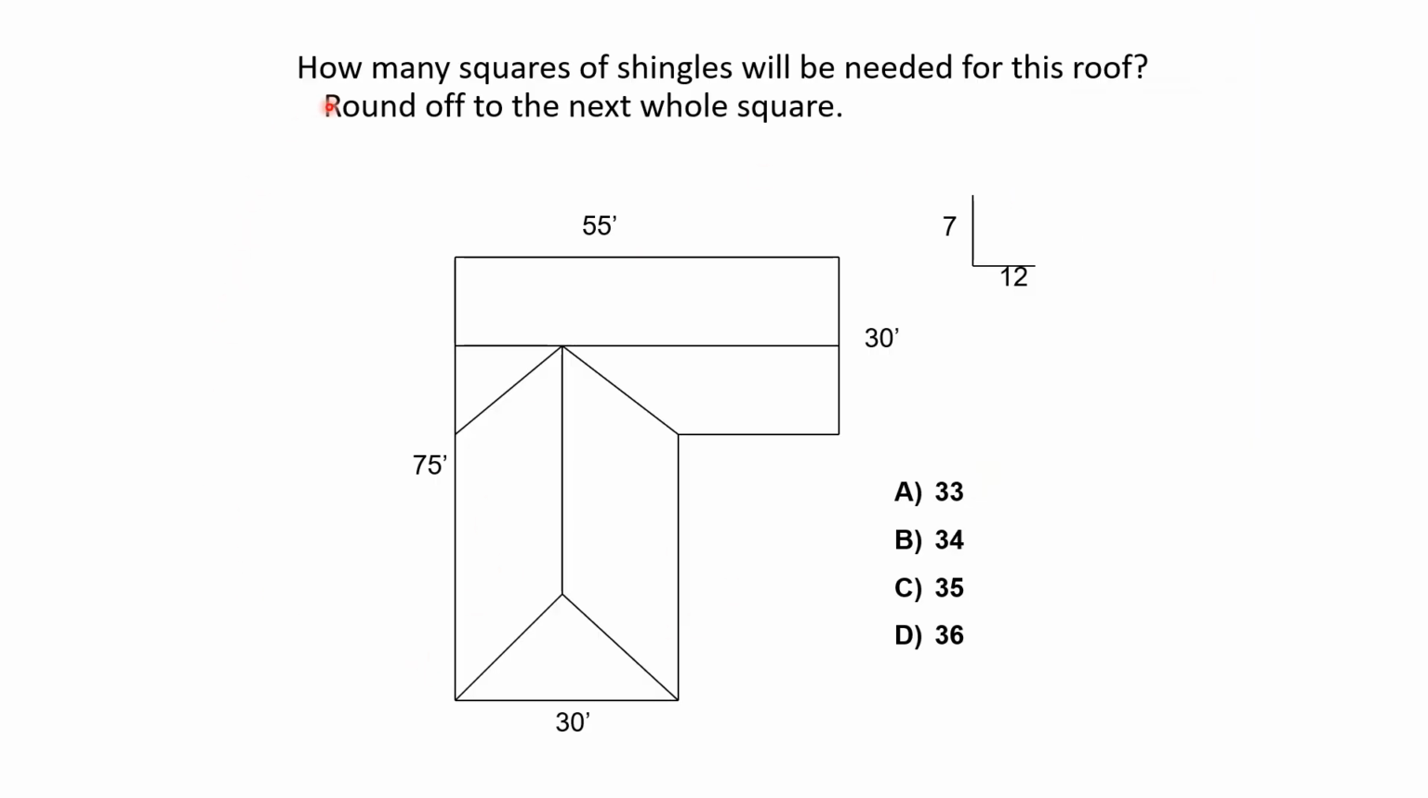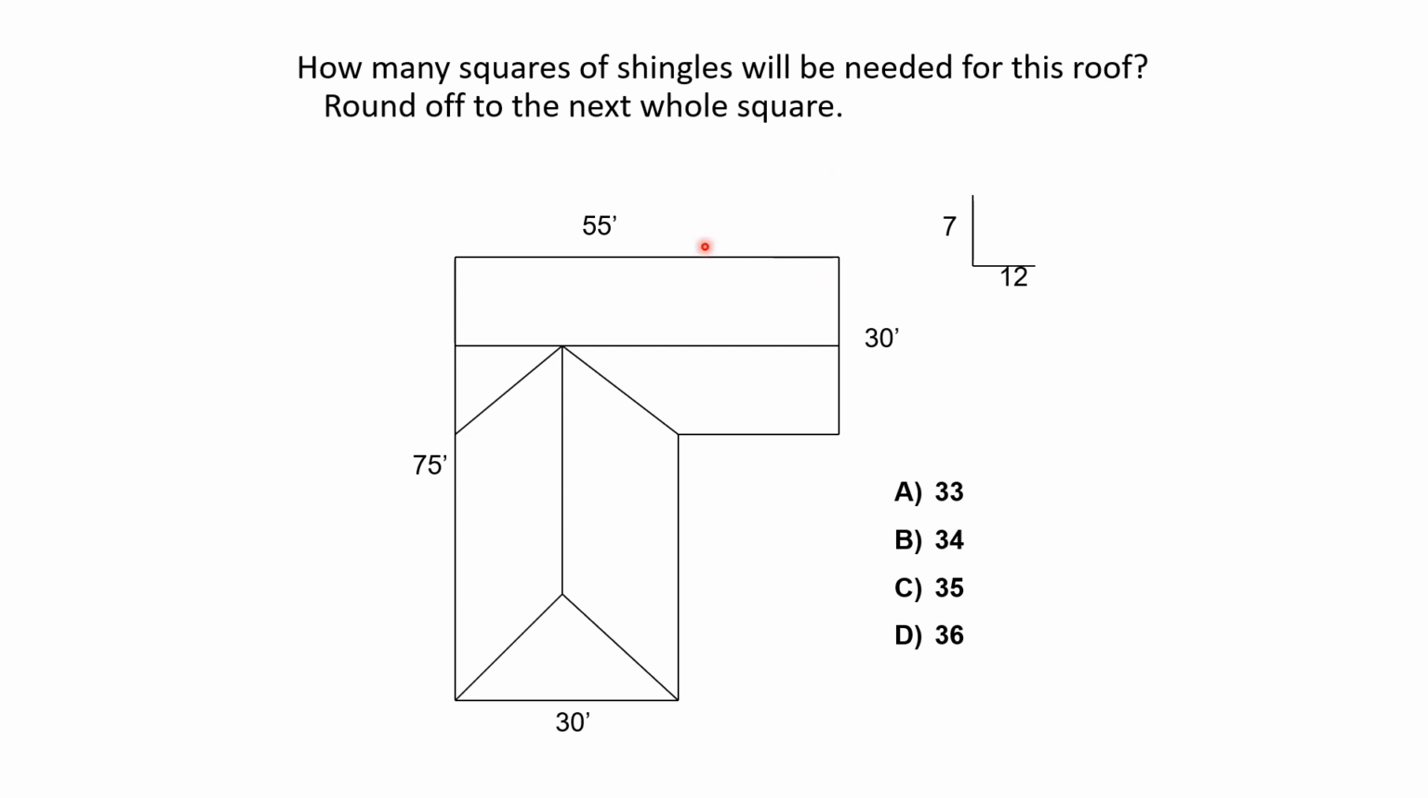I want you to tell me how many squares of shingles will be needed for this roof and just round off to the next whole square. Now, I didn't ask you for waste, so you don't have to add waste. If they don't ask you for waste on the test, don't add it. If they do ask you for waste, of course, you add it. Just whatever they tell you to do, you want to do. You're going to be very, very compliant on test day.